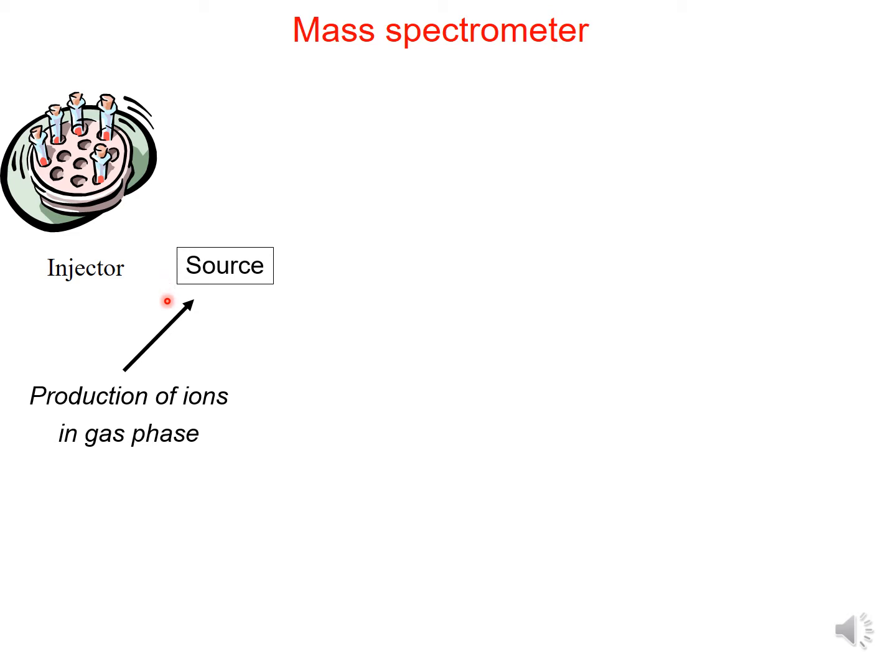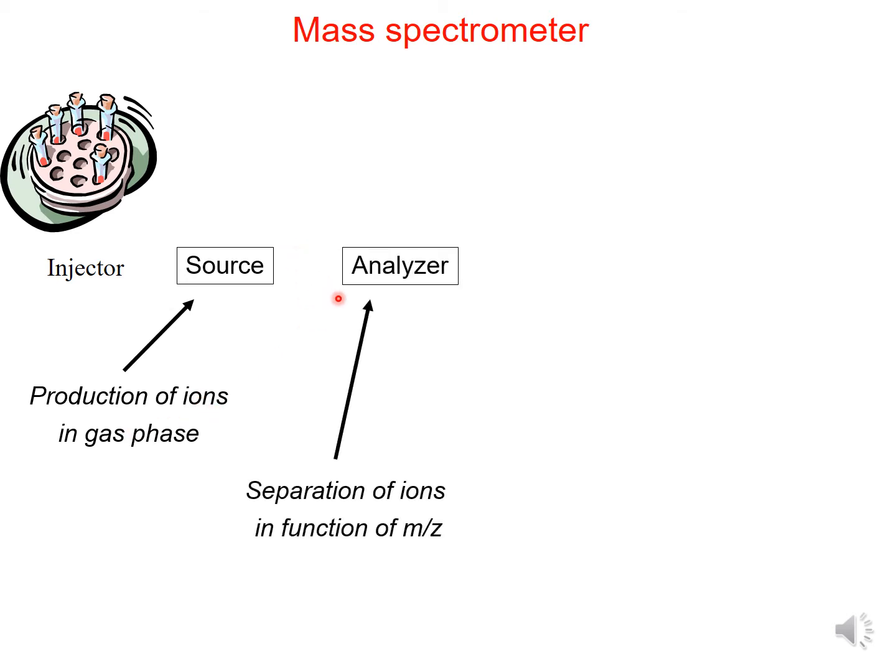After this, we obtain the ions in gas phase, and we need to analyze these ions, and this is the role of the analyzer. The analyzer allows the separation of ions in function of the M over Z. Remember that we measure the M over Z. Then after separation, we can detect the compound by ion counting, because remember, in mass spectrometry we detect ions. Then we have first the production of ions in gas phase, second the separation of ions in function of the M over Z, and the detector.